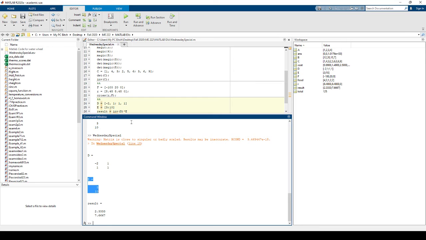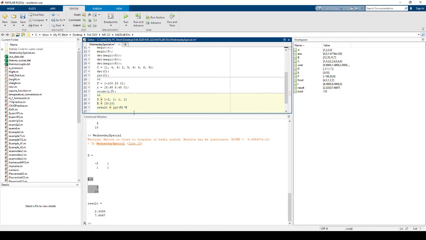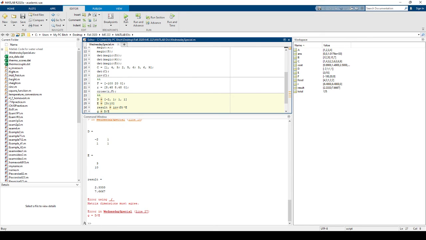Or there's another way to do it. I'm going to call this one G. You could do it like this as well. I can't remember which one in the book did this, but it was D over E. Oh, that wasn't it. Is it D over E? Yeah, it was.